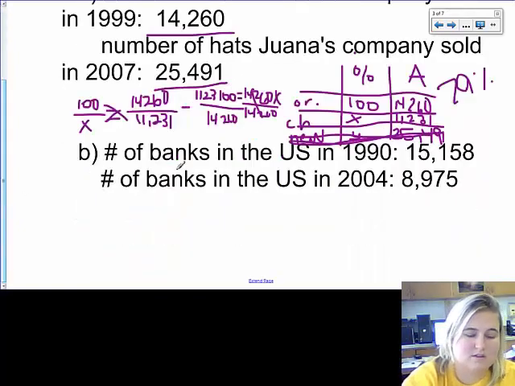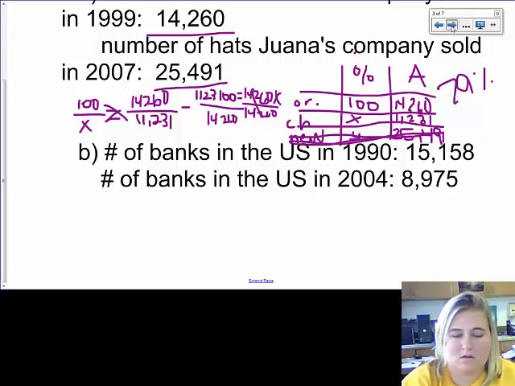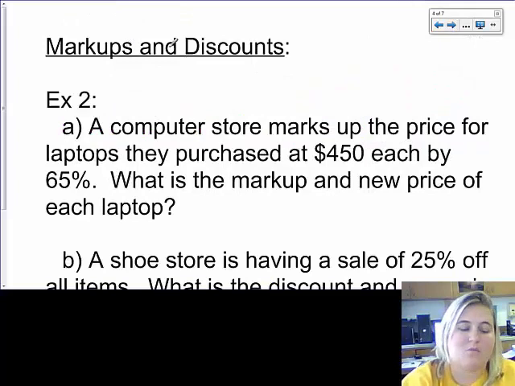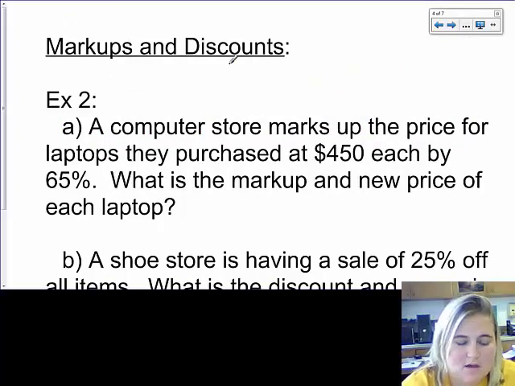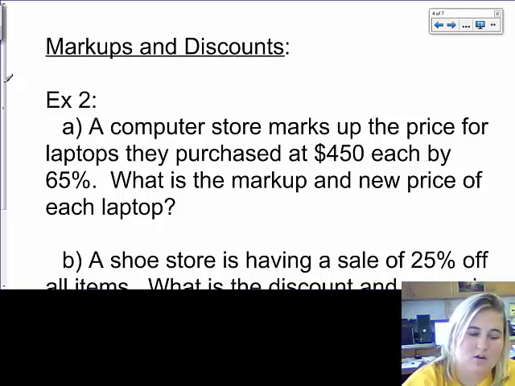Using the information that we just did, I want you to do B on your own paper. Okay, markups and discounts. These are ones that get confusing for students a lot of times, so please make sure that you're taking good notes.